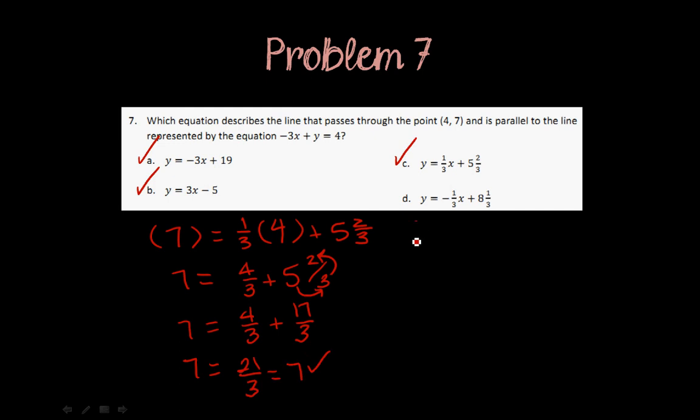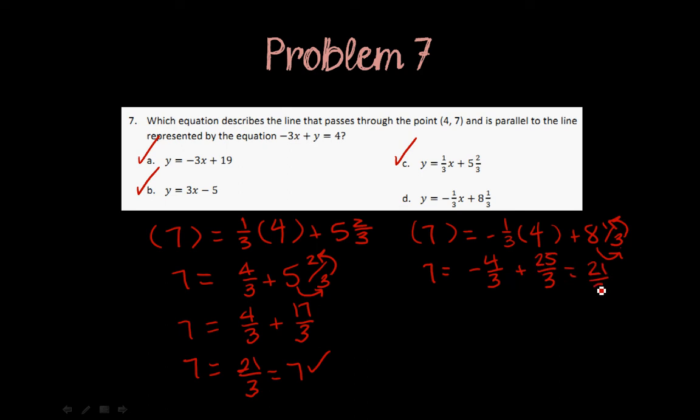And then the last one, I'm going to do the same thing. We have 7 there and 4 there. So 7 equals negative 4 over 3. I'm going to make this improper. 8 times 3 is 24, plus 1 is 25. And so you still get 21 over 3, which is 7. So we know that all of them are going to be passing through this point.